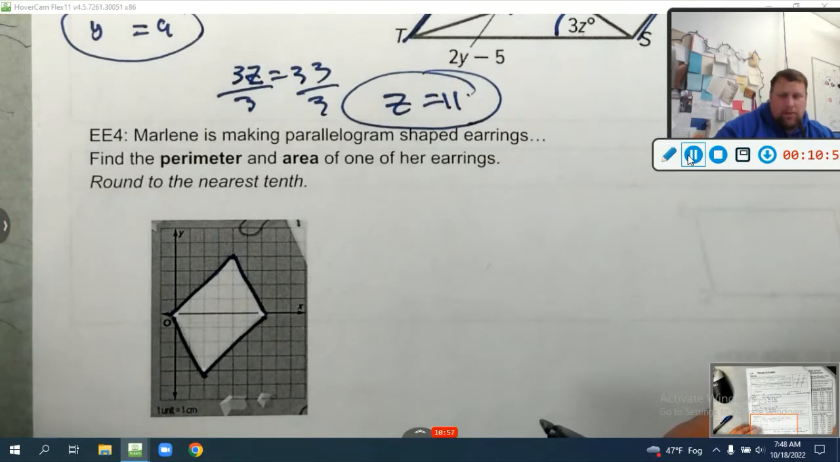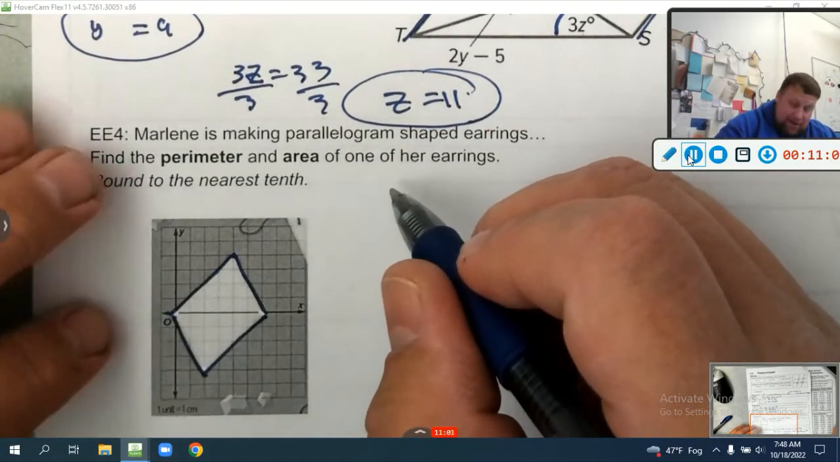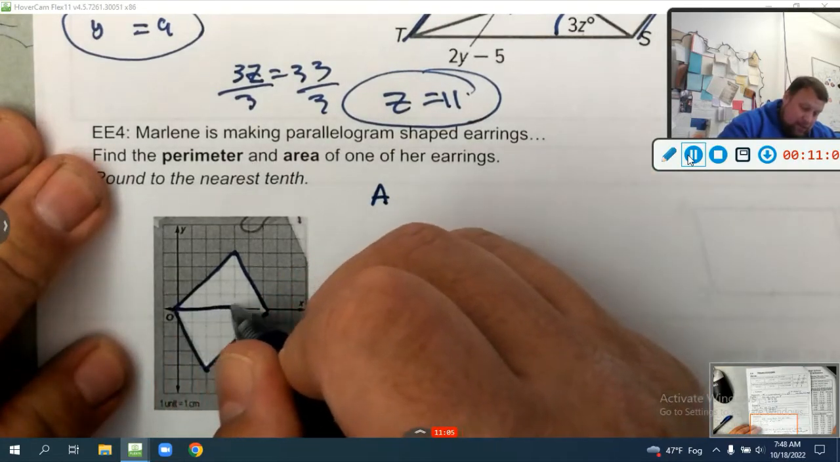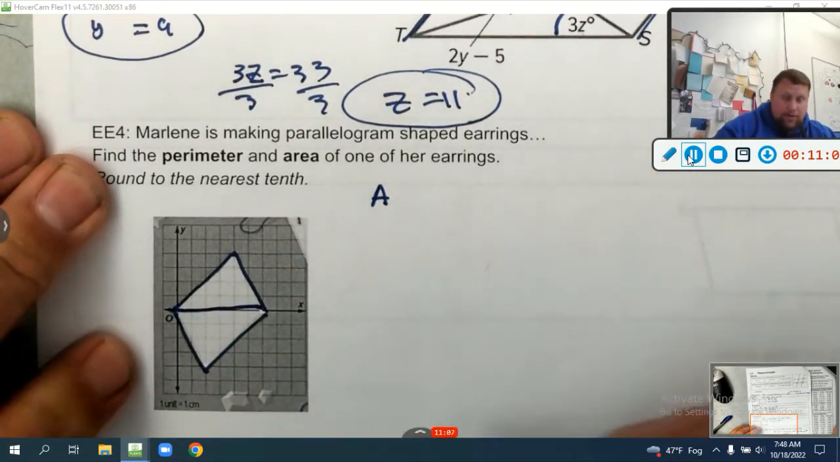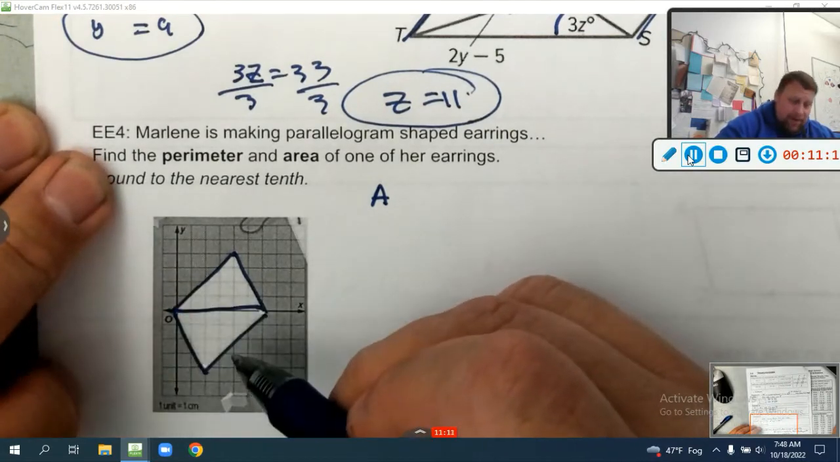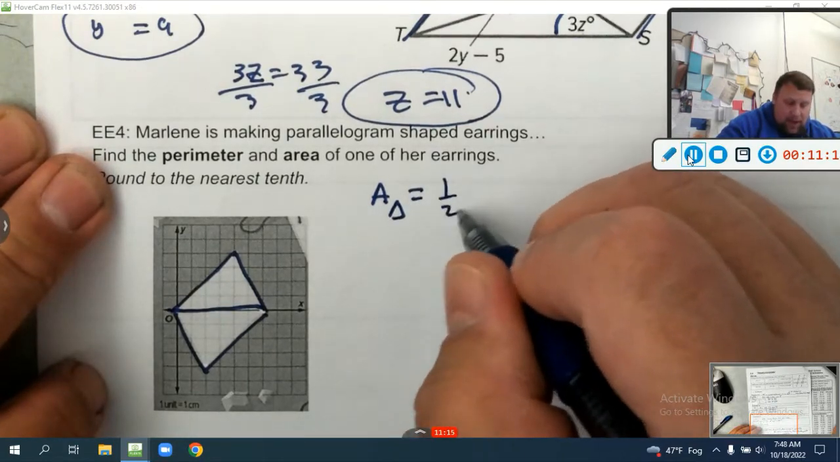So I'm going to start with area. Because, are you guys ready for this? The area, remember, a diagonal splits this into two congruent triangles. So if I find the area of one triangle, I can multiply it by 2, and I get the area of the whole thing. And the area of a triangle is just equal to 1/2 base times height.